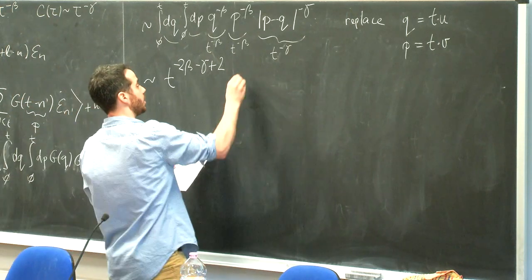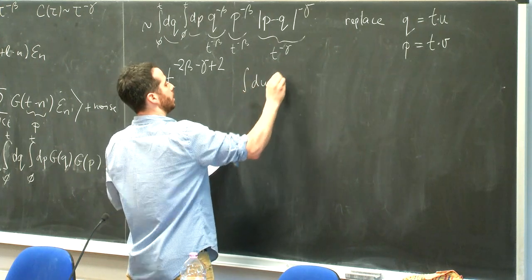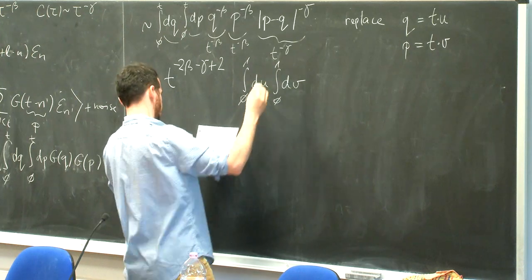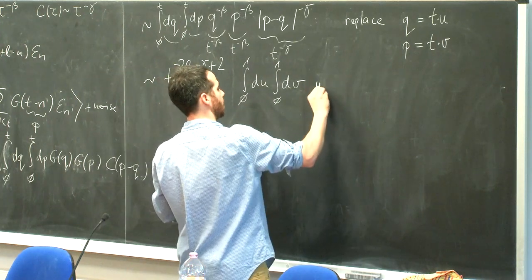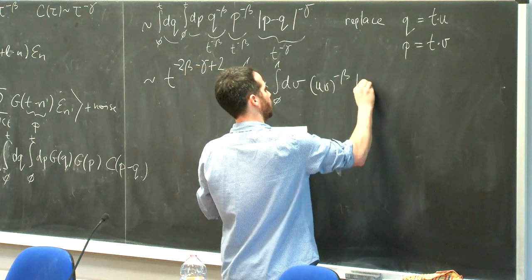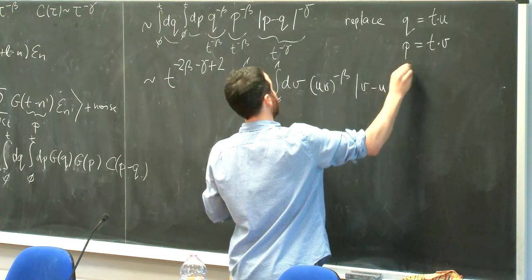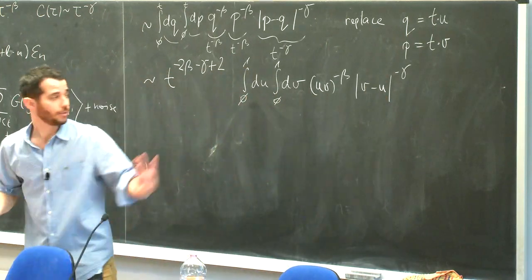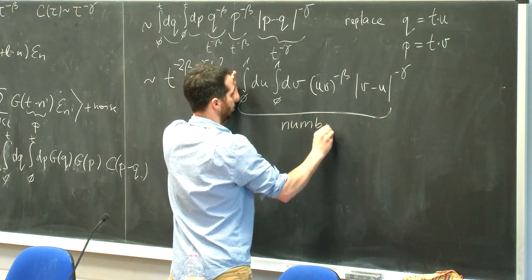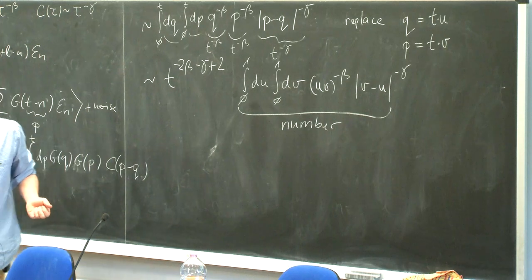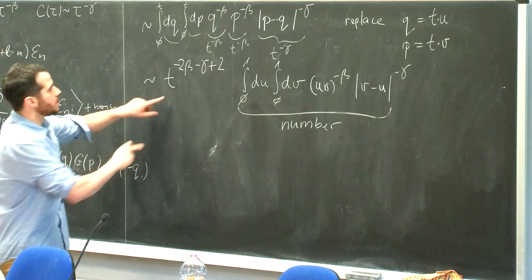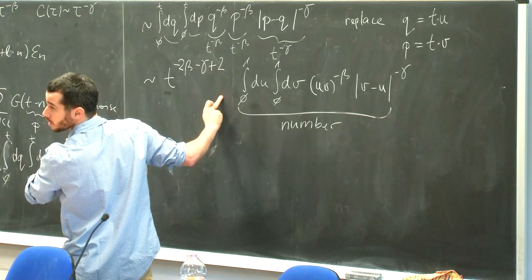And something else. I write it up, but just to be clear, you will have something like this, I think, if I didn't make an error, which is improbable. Anyway, something here, which is a number. We don't care about it because we care about the asymptotics. Are we okay here? So this is the behavior in time that we expect.